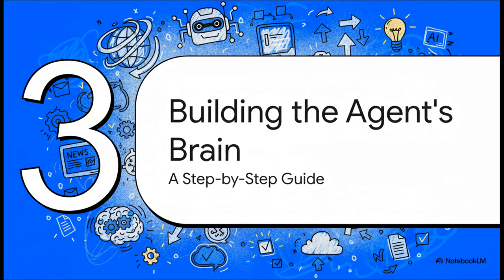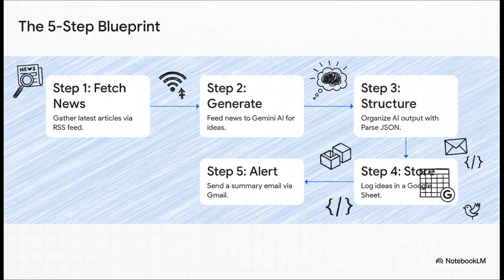Building this agent is really all about connecting a few key pieces in the right order. Each one does a specific job, and then it passes the work along to the next one in the chain. So here's our 5-step blueprint. First, we grab the latest news. Then we feed that news to an AI to brainstorm for us. After that, we organize the AI's output, store it all neatly in a spreadsheet, and finally, we get an email alert. Simple, powerful, and crazy effective.